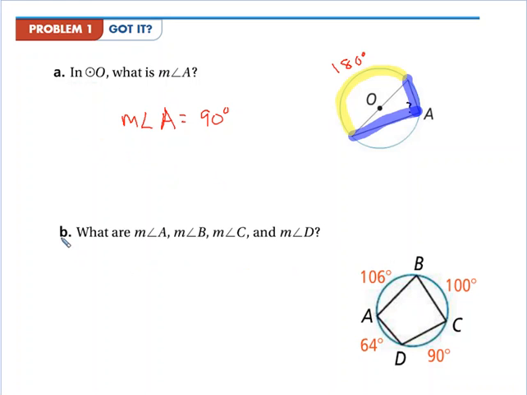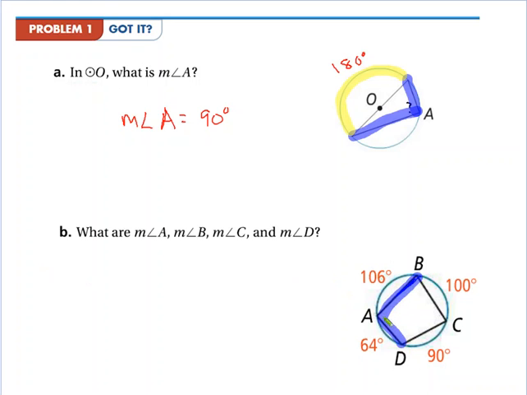Now, part B is a little more involved. We have to find all 4 angles. So there's angle A, B, C, and D. And so let's just start with A. Now, A is this angle right here. I'm going to take the blue pen again, and let's highlight it. Angle A is this one.